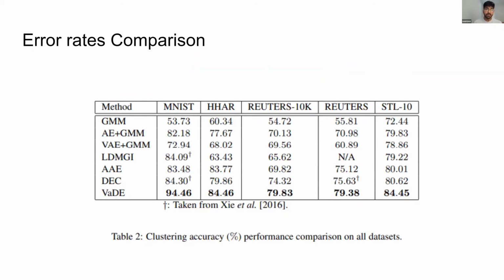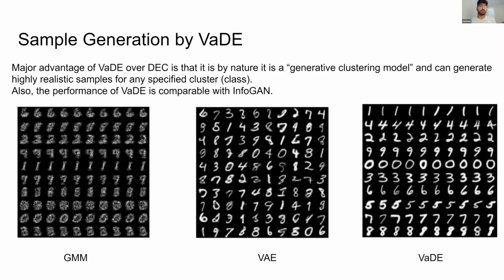This is actually the same slide that we had, on sample generation. The major advantage of VADE over DEC, deep embedded clustering, is that by nature it is a generative clustering model. It is used for representation, and it is also used for generating any denoised image, or generating the embedded image itself.